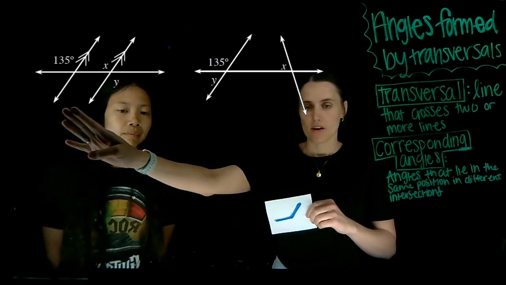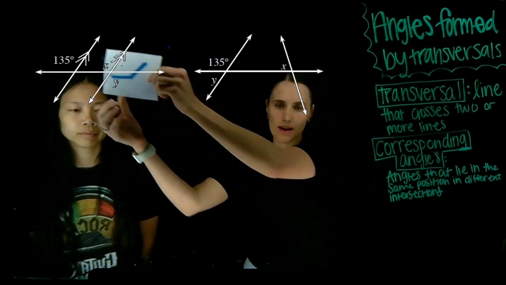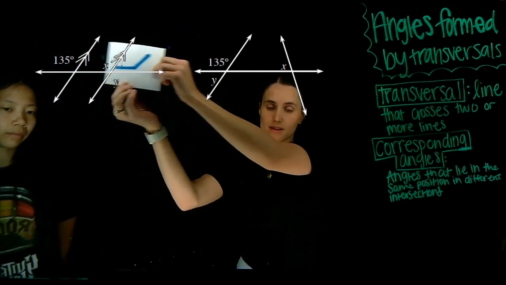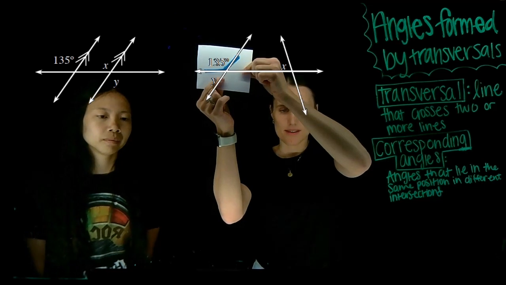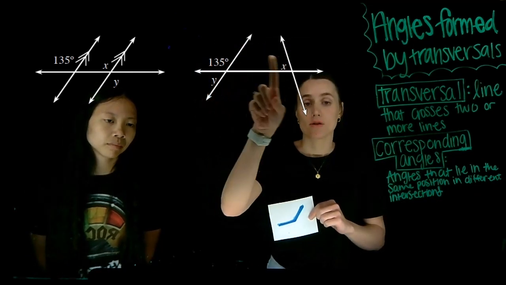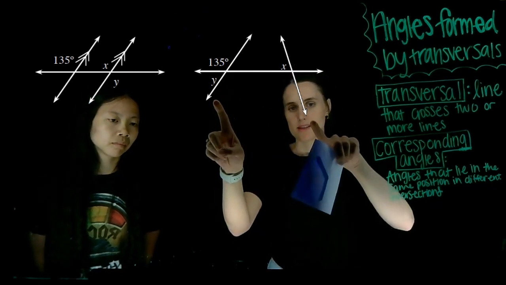We can see on this example over here, these two lines are parallel. And because they're parallel, it allows us to slide over this angle and they'll be congruent. But when the lines are not parallel, when we slide this angle over, we do not have congruent angles. 135 still corresponds to X. They are corresponding angles, but they are not congruent because these lines are not parallel.